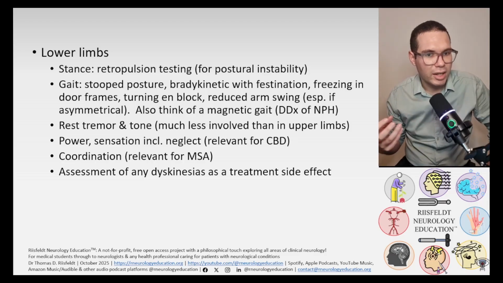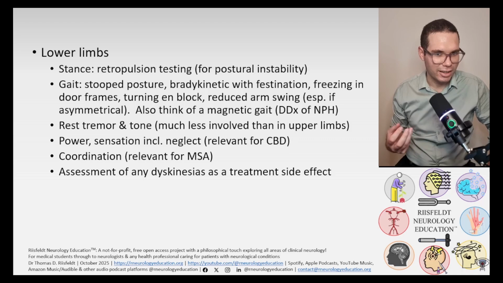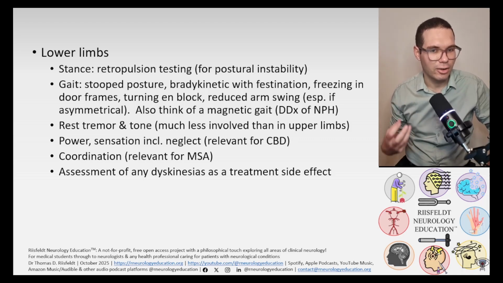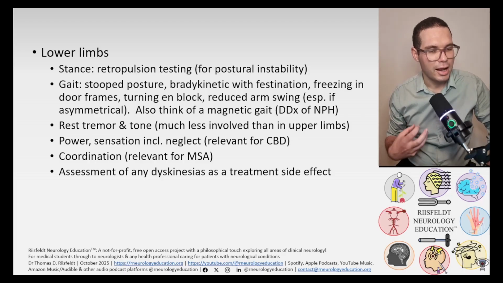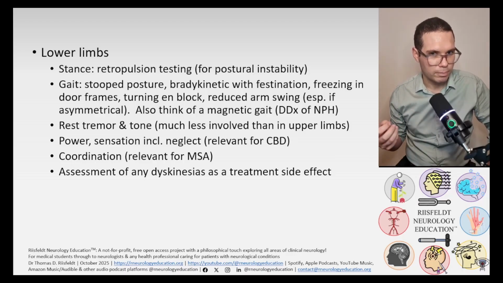One of the other components in gait that you're looking for is reduced arm swing. And you guessed it, again, we're particularly looking for asymmetrically decreased arm swing in the context of early to mid-stage Parkinson's disease. And the reduced arm swing is typically on the side of the body which was more affected in terms of the rest tremor and the increased tone and the bradykinesia.